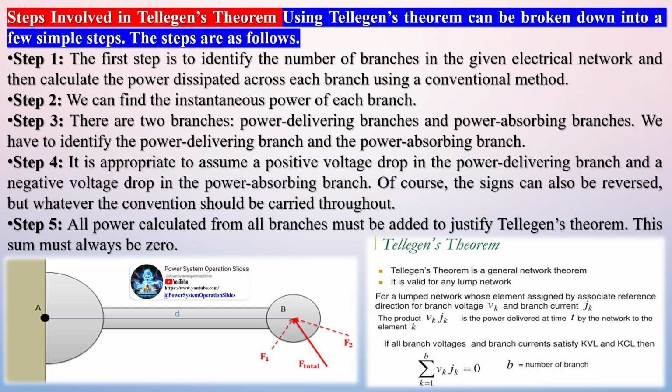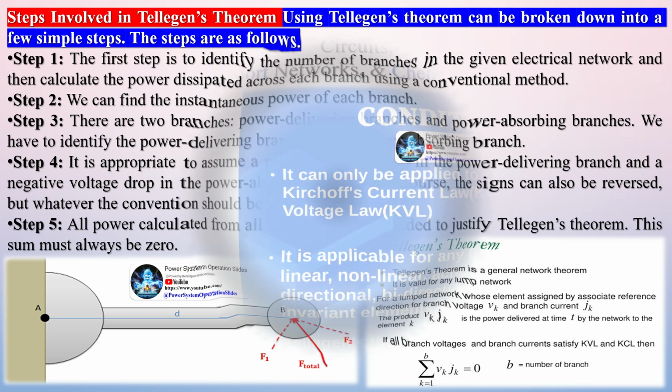Step 2. We can find the instantaneous power of each branch. Step 3. There are two kinds of branches: power delivering branches and power absorbing branches. We have to identify the power delivering branch and the power absorbing branch. Step 4. It is appropriate to assume a positive voltage drop in the power delivering branch and a negative voltage drop in the power absorbing branch.